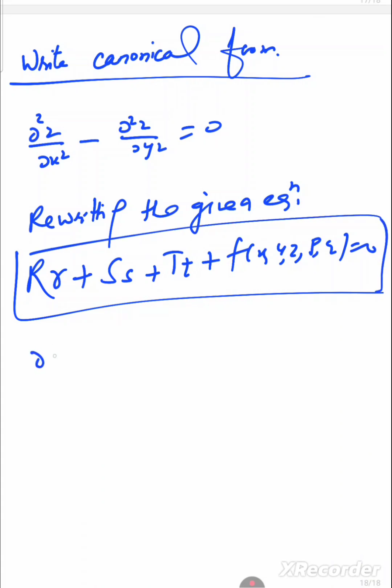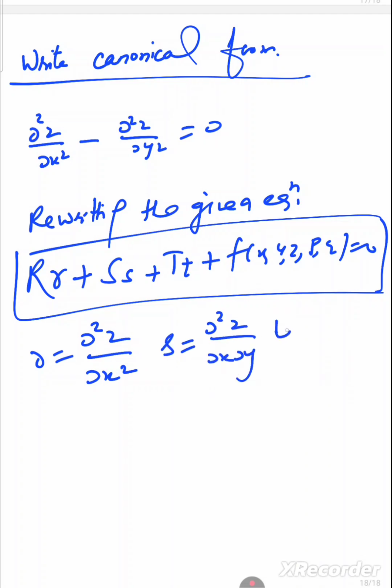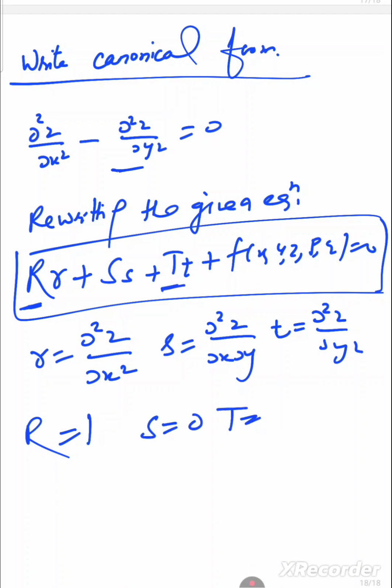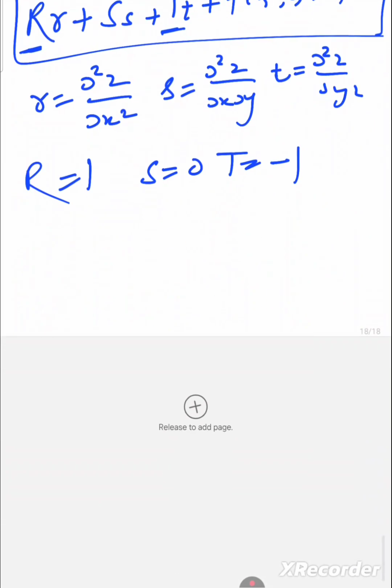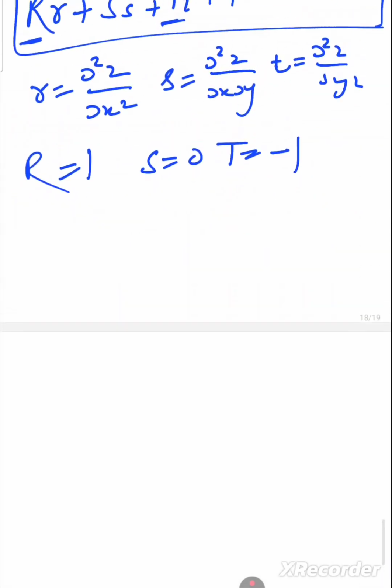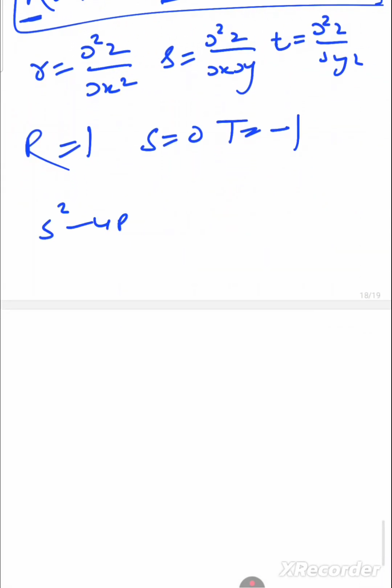Here, what is r? r is ∂²z/∂x², small s is ∂²z/∂x∂y, and small t is ∂²z/∂y². Now, you can see capital R, the coefficient of ∂²z/∂x², is 1, capital S is 0, and capital T is minus 1. Now, applying the formula s² − 4rt.